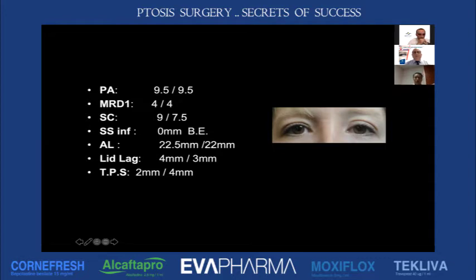The anterior lamella is also asymmetric. It's 22.5 on the right and 22 millimeters on the left. And the lid lag is 4 and 3. And the TPS is 2 millimeters and 4 millimeters. So the patient hasn't got ptosis, but has got an asymmetric tarsal platform show.